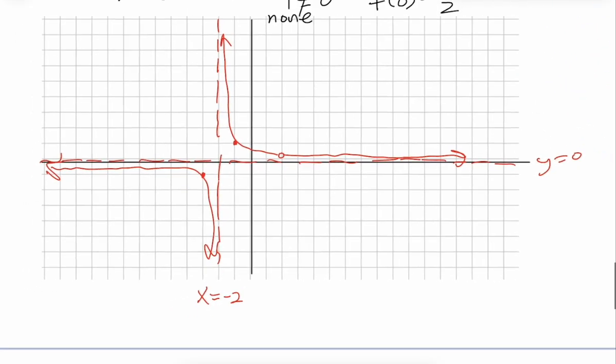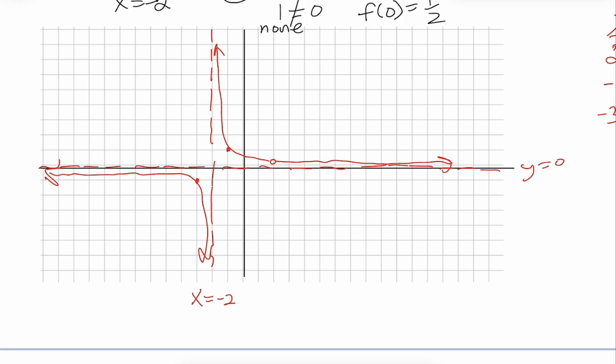Okay. So let me kind of zoom into my graph slightly. Let's do the ones around our vertical asymptote. As we approach x value of -2 from the right side, y is going up to positive infinity. Let's approach -2 from the left side. As we approach -2 from the left, our y is going down to -infinity. So that's the notation that goes with our vertical asymptote.